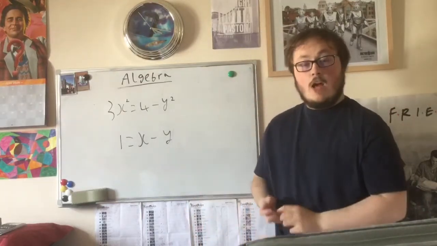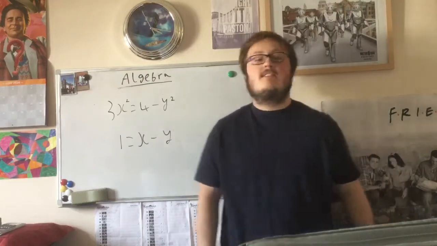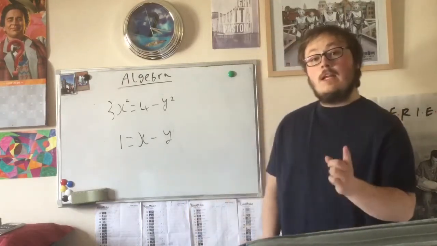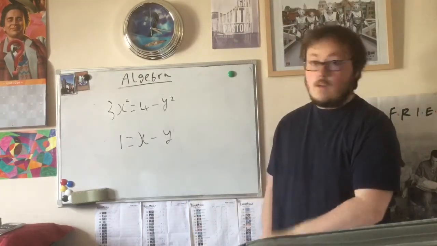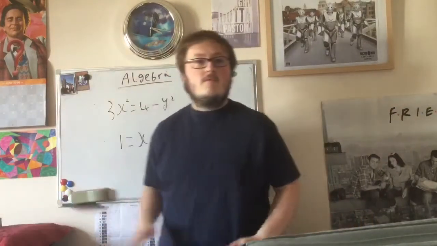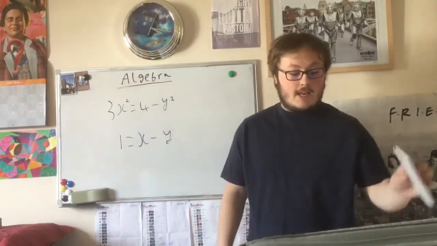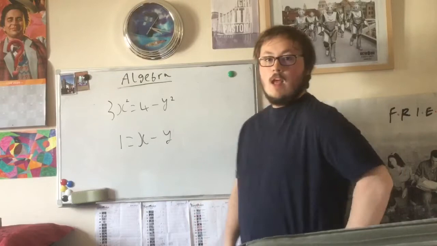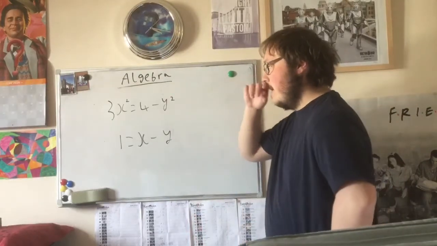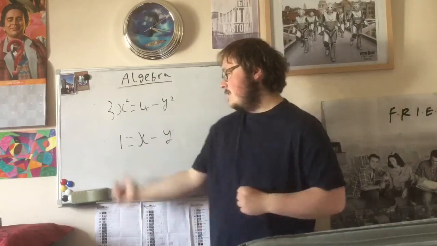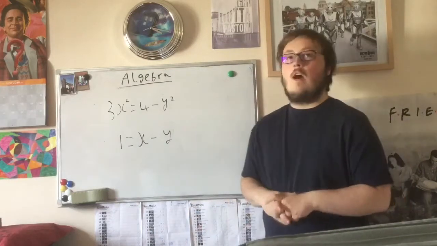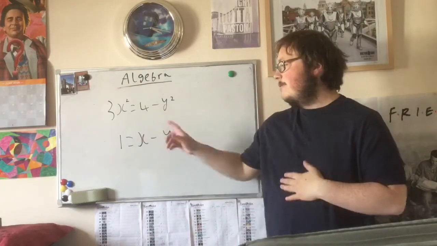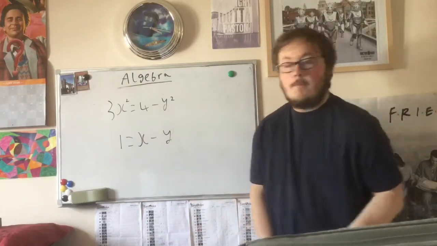Now yesterday I was showing you more complicated simultaneous equations where we will end up with more than one solution for them. And I set you this challenge and you will need a calculator to do this. Now I have the equations 3x squared equals 4 minus y squared and 1 equals x minus y. And I wanted you to find for me what x and y are.